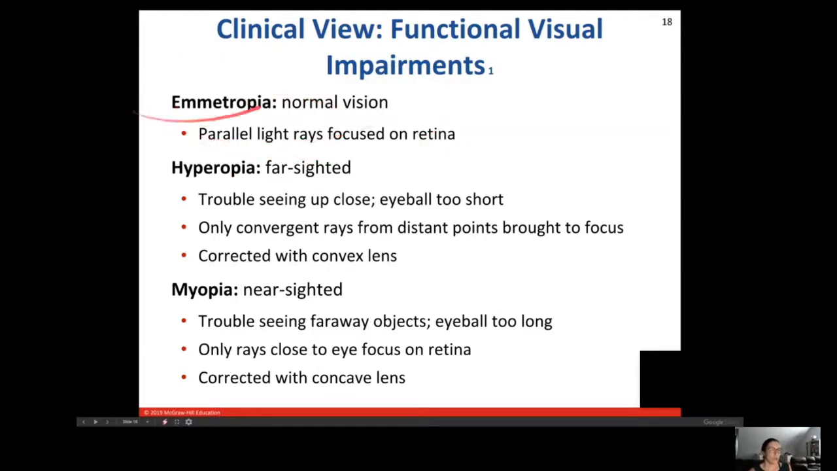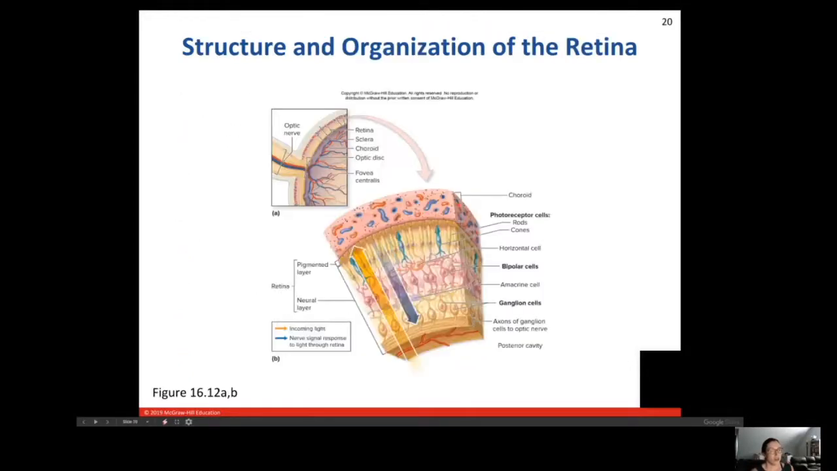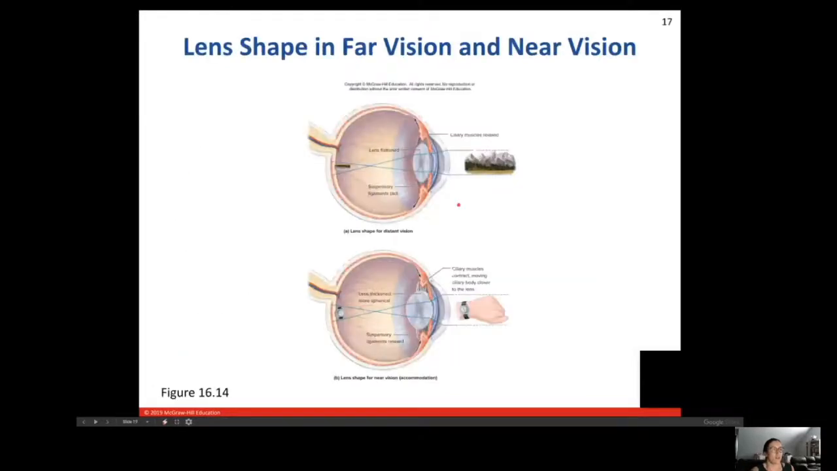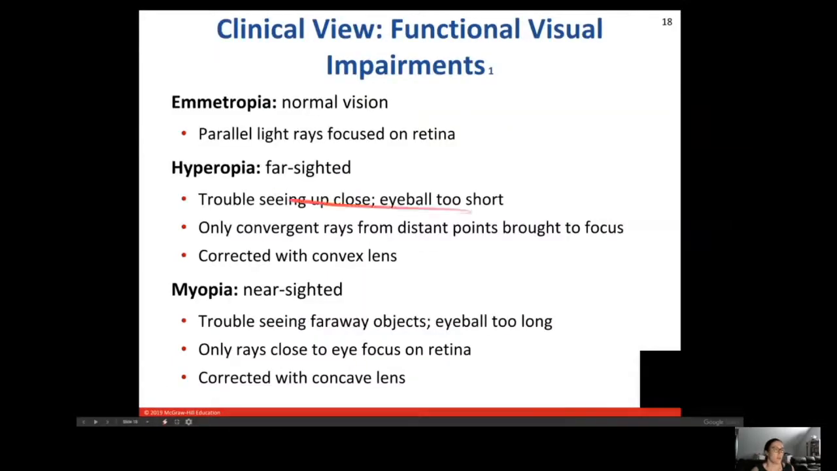So normal vision is normal. Hyperopia is actually also known as farsighted. This is when people have trouble seeing up close, but they can see really well far away. And that means your eyeball is too short. So when you're trying to focus, instead of focusing right here, it's actually focusing a little bit back here because the eyeball is too short. Your book has a picture of it. I don't know if it made it into here.